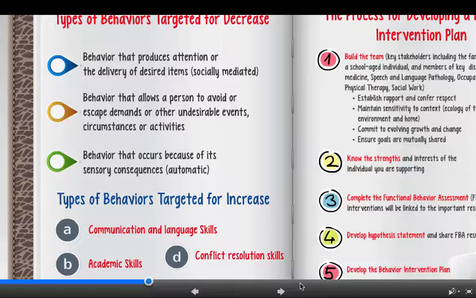Another class is behavior that allows a person to avoid or escape demands or other undesirable objects or events and circumstances and activities. So this is a person that may be escape and avoidance motivated.